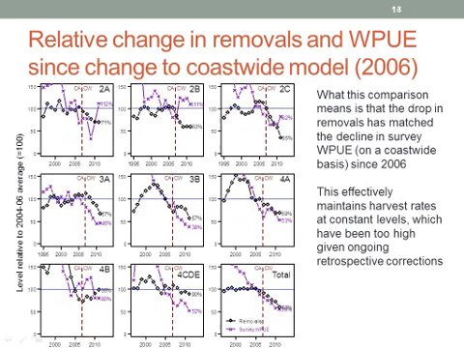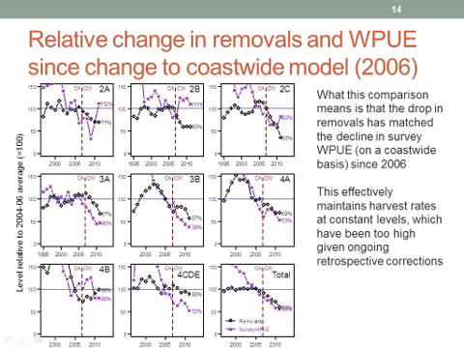The next slide is going to be looking at what's gone on since we switched to the coastwide model in 2006. Here I did the same sort of thing, but I standardized the time series, instead of from 97 to 99, to the three years prior to the switch to the coastwide model in 2006. So here the value of 100 is for the 2003 to 2005 time period. And the vertical dashed line is a switch from closed area to the coastwide model. Removals have tracked survey WPUE from that point forward.